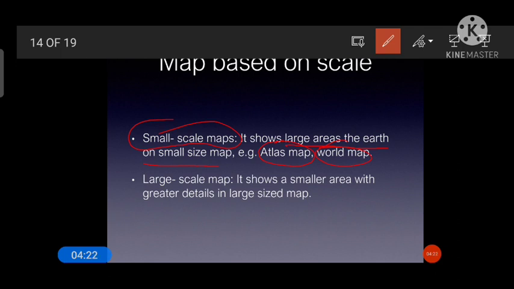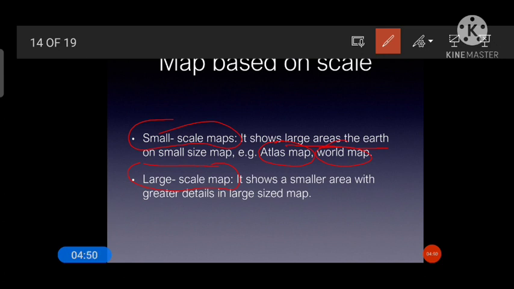Okay, so you have an atlas, a map which is in the atlas is a small scale map. World maps and country maps are some examples of small scale maps. And large scale maps are those maps that are made for smaller areas, but they give greater details. The details given in that particular map are more clear.